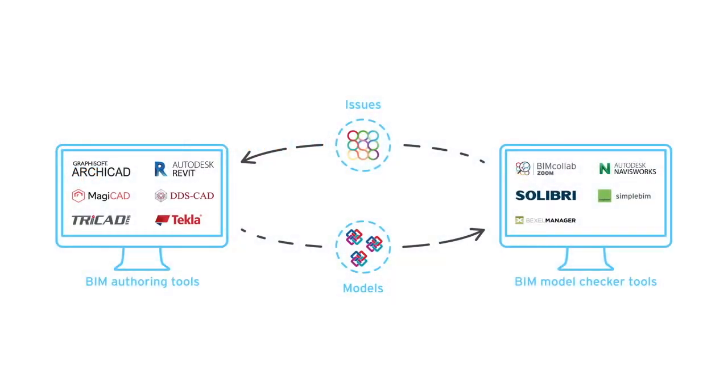In a standard BIM workflow, models are shared between the designers and those who will perform the model checking. BIMcollab closes the loop and ensures that the issue data is similarly shared between the teams.